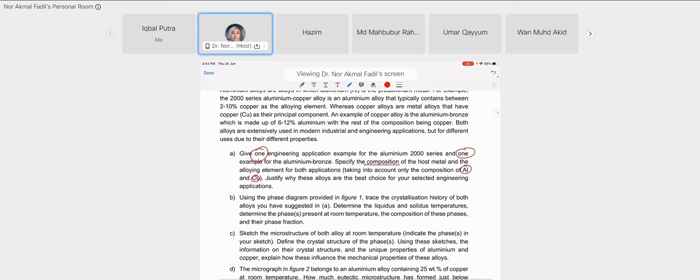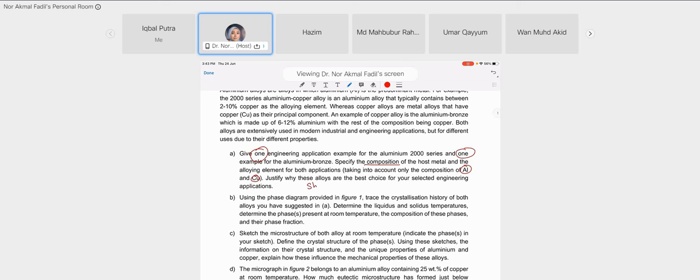So let's say you want to mention an application, for example, in the electrical industry. Be specific: which part? Is it the wire for transmitting the current? Very specific. Do not give a very general application like the electronic industry, the marine application, or the ship application. No, not like that.